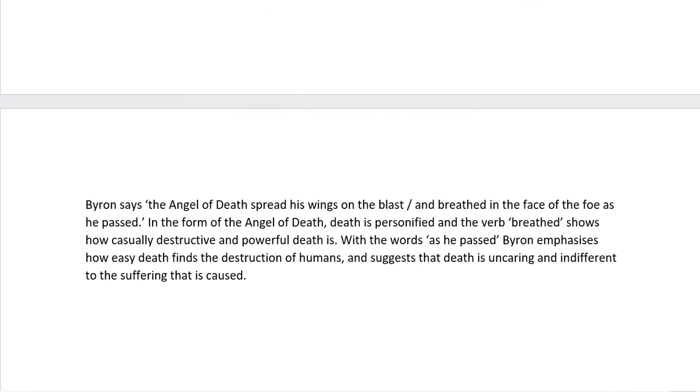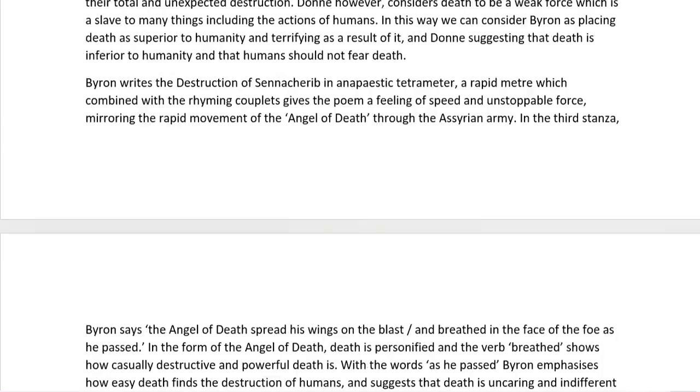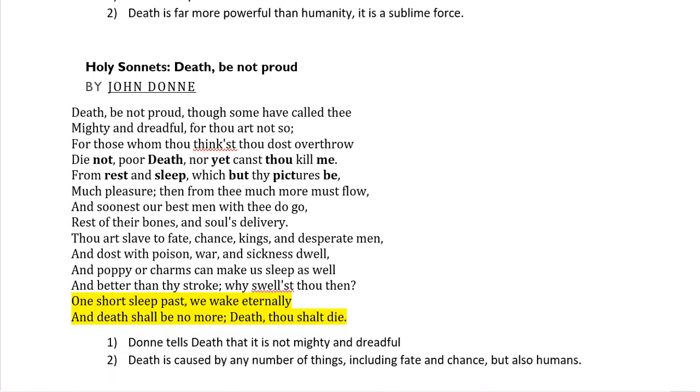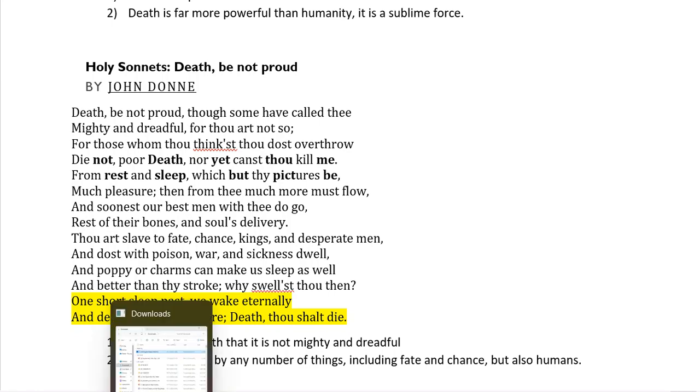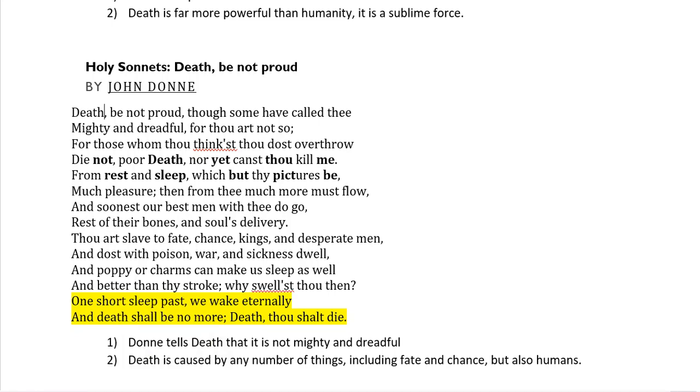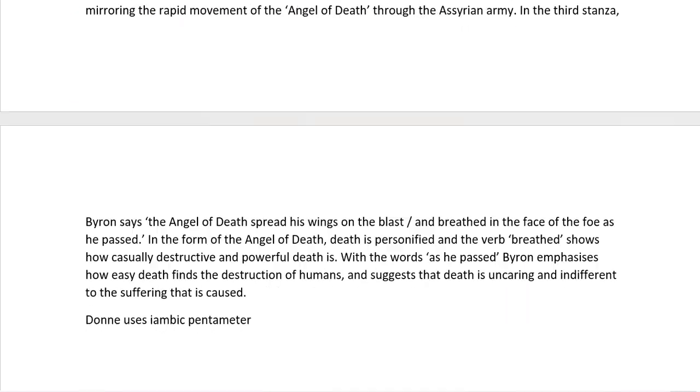So Donne uses iambic pentameter. Now we know that this title is Holy Sonnets, so we know it's a sonnet. But if we didn't know it was a sonnet, we've seen that it's iambic pentameter. We can just count the lines. There are 14 lines there. It's going to be a sonnet. Pretty reliable way of telling.